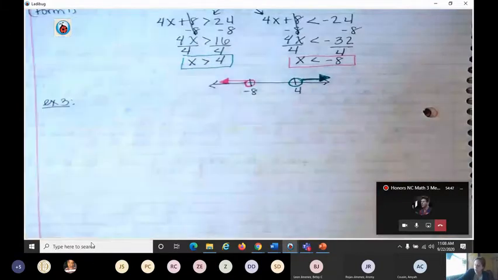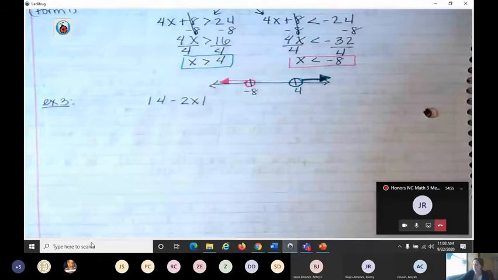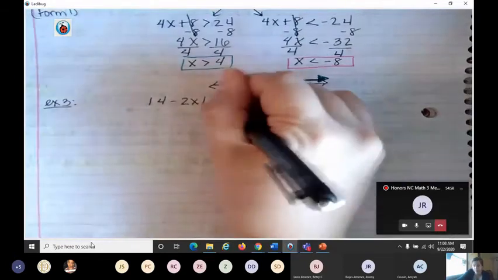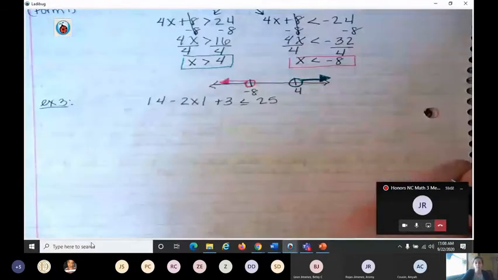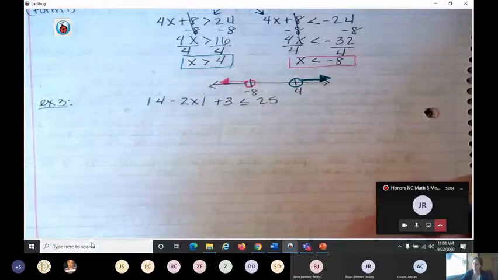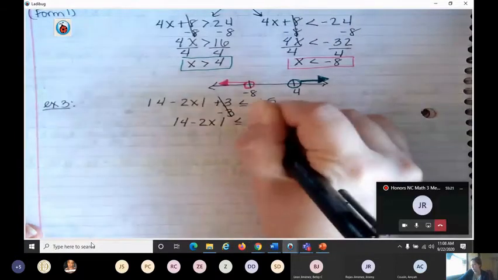In example 3, I'm going to have the absolute value of 4 minus 2x. So I flip where I have my x, but that's okay. Plus 3 is less than or equal to 25. Okay, so step 1 is isolating the absolute value. So I need to get the absolute value by itself. So I'm going to subtract 3 from both sides. 4 minus 2x is less than or equal to 22.